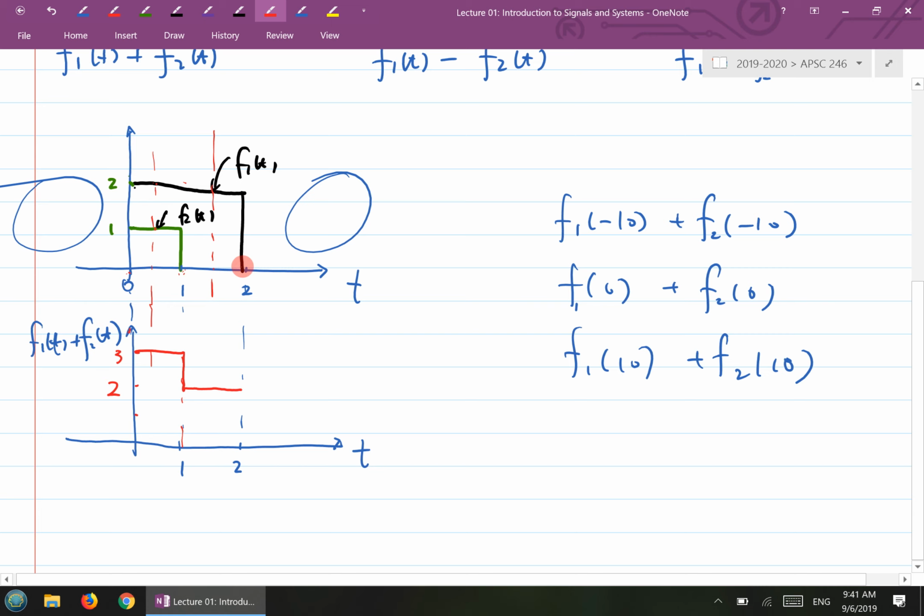And after t equal to 2 seconds, what will be the value? 0. So that dropped down to 0. So this is the function f1 of t plus f2 of t. That's graphically to show the value of it. Okay?